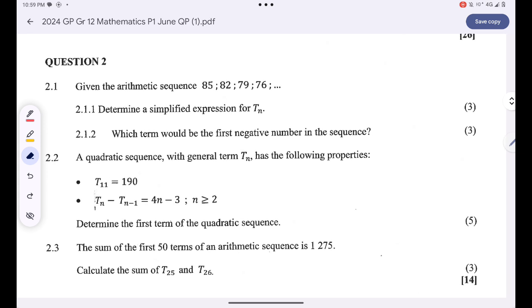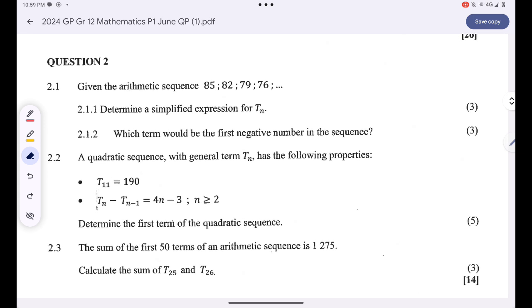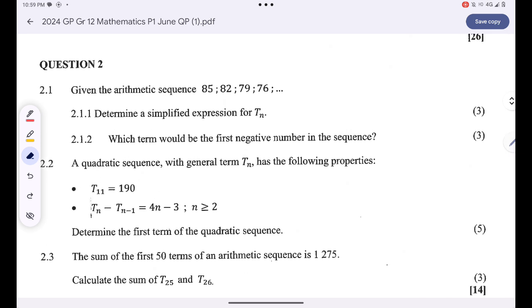Okay, question number 2. We are given the arithmetic sequence. For the first question, they want us to determine the simplified expression of the nth term. If ever they tell us that we have an arithmetic sequence, the first thing that should come to mind is that our first difference has to be common.